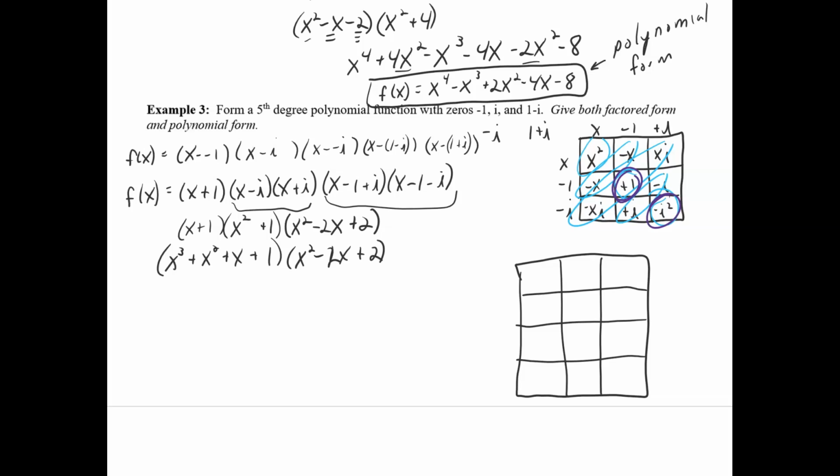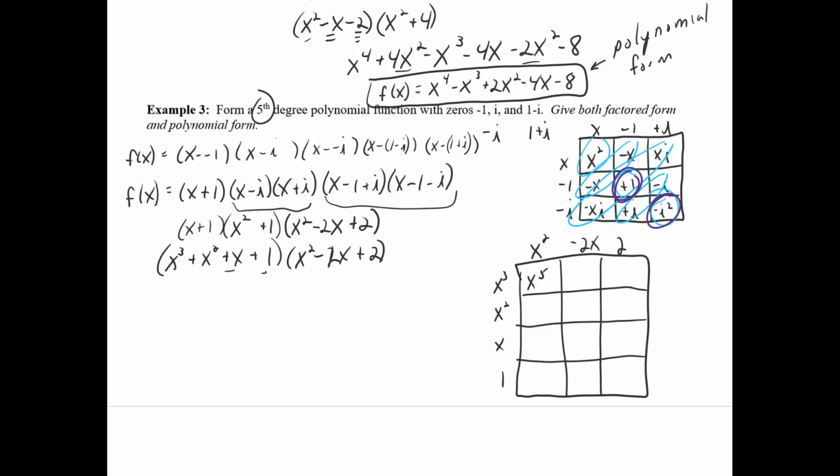Okay, now I made the table 4 by 3, so I'm going to put the 4 terms along the side: x to the third, x squared, x and 1. I'm going to put the 3 terms on the top, so x squared, negative 2x, and 2. And then I'm just going to multiply them all out. So I have x to the third times x squared is x to the fifth. That's good because this is a fifth degree polynomial and I need one that's that high of a degree.